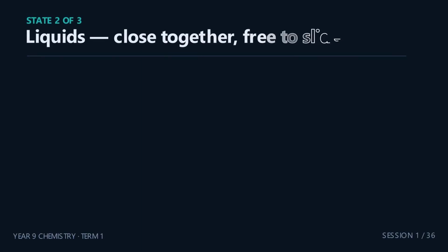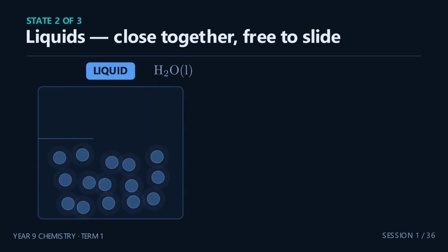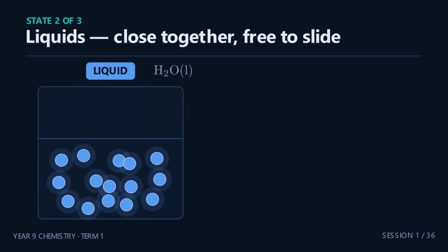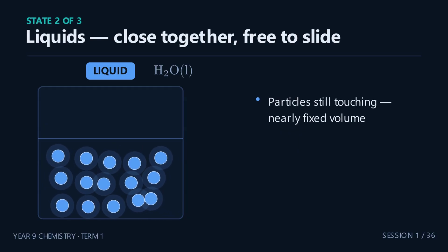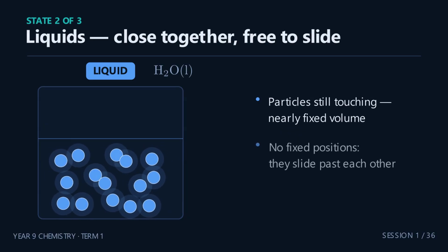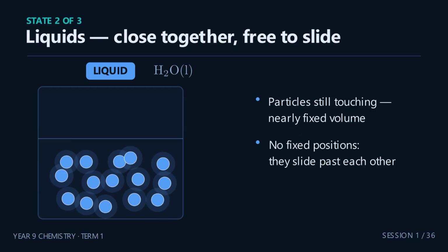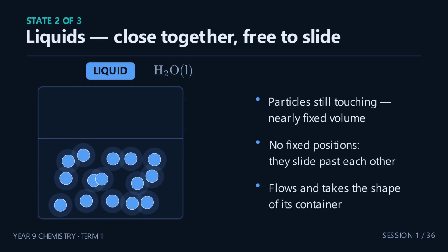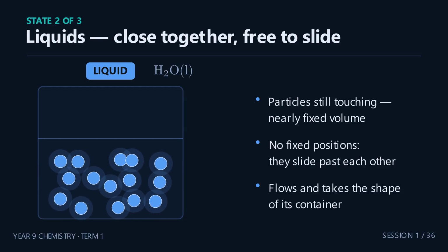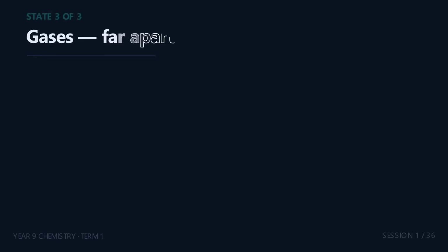Now heat that solid until it melts. In a liquid, the particles are still close together, touching in fact, which is why a liquid keeps a nearly fixed volume. But the particles are no longer locked in place. They can slide and move past one another, and that is exactly why a liquid flows and takes the shape of its container. Finally, the gas.